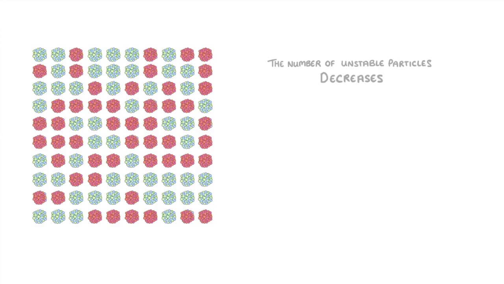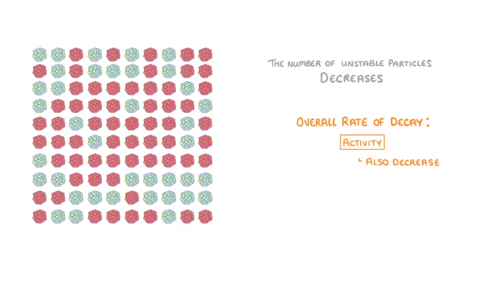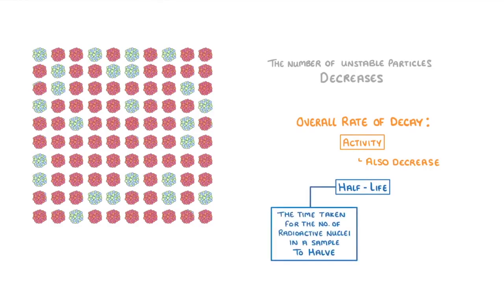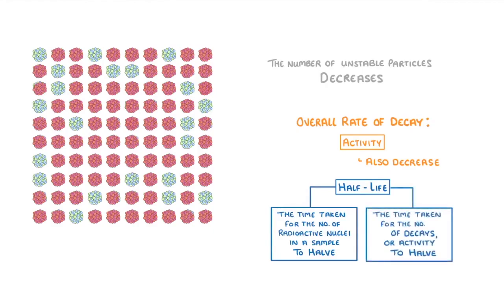Because there are fewer particles left to decay, this means that the overall rate of decay, which remember is the activity, will also decrease. Which is why it looks like the sample is decaying more slowly than it was at the start. This is why we can define half-life as a halving of either the number of radioactive nuclei remaining, or a halving of the activity. They are both perfectly correlated, because fewer radioactive nuclei means a lower activity.